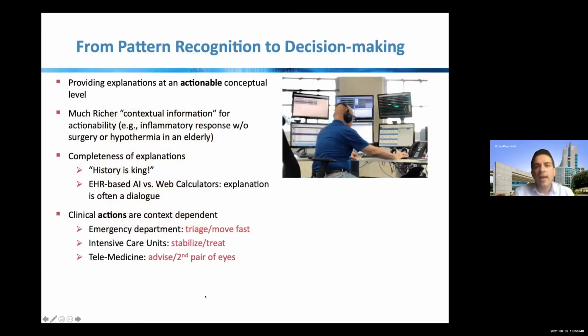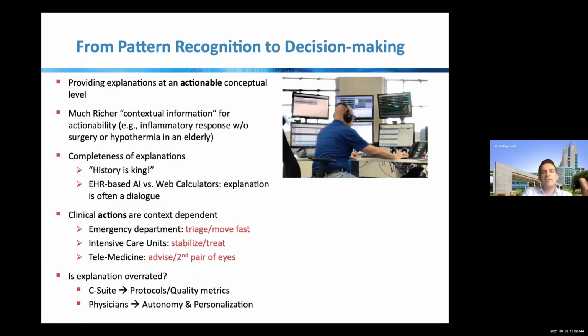So with that, I want to step back for a second and ask the question: do we really need explanations in medicine? And actually, it's not very intuitive. It depends on who you talk to. If you talk to the C-suites in hospitals, they like to standardize and come up with protocols. They really want a very fixed way of responding to patient symptoms and diagnosis.